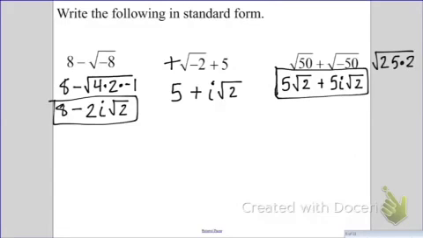What you need to make sure you don't do is add the square root of 2 and the square root of 2, or make the 5 plus 5 a 10. This 5 is normal, the other 5 has an i, so they are not like terms. So do not add. You're done there.